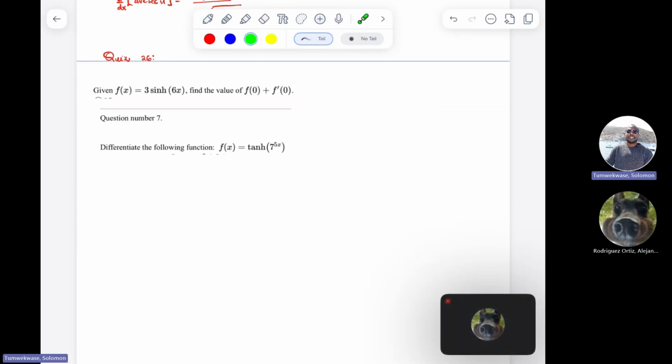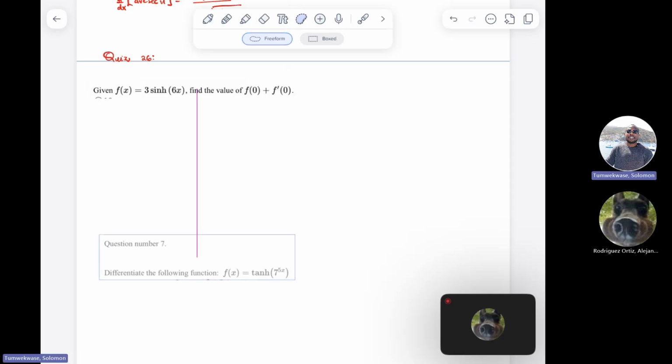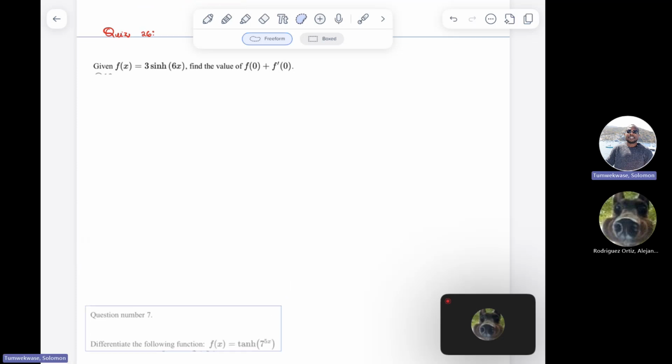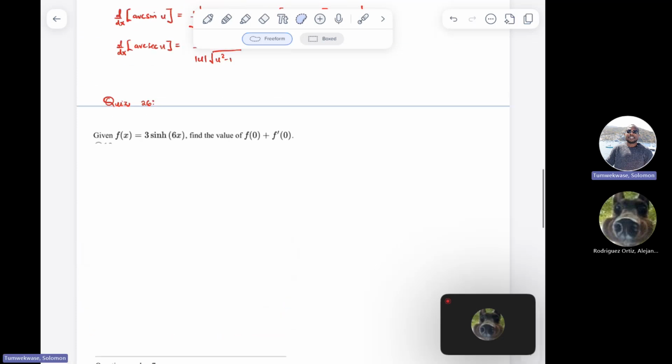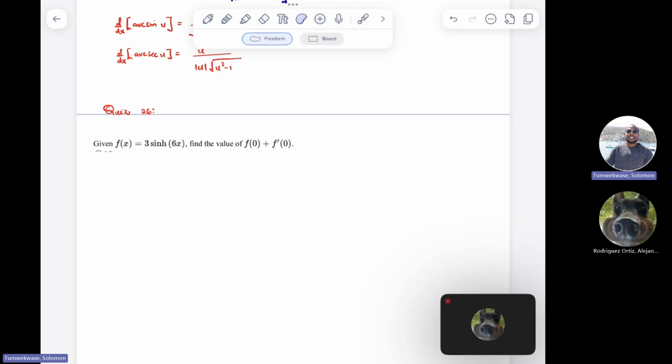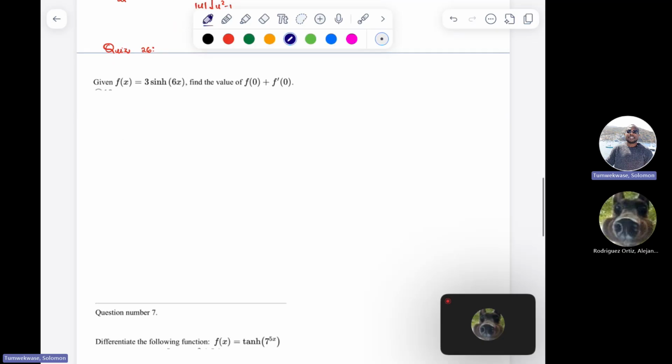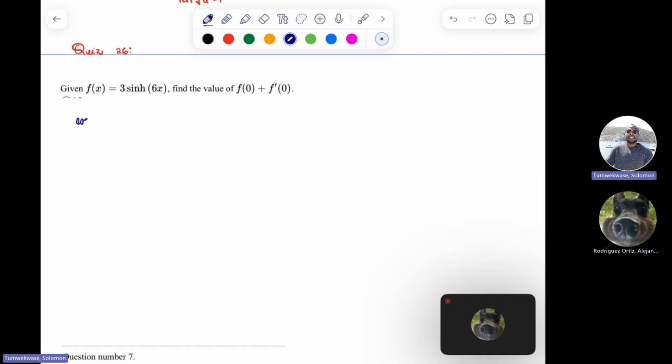So then let's move on to quiz 26, and quiz 26 is all about hyperbolic trigonometric functions. I think the most important thing is we have to remember their relations. So the hyperbolic cosine of x is e to the x plus e to the negative x, then over 2.